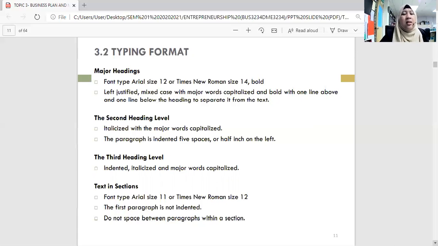Dan text in section, font type Arial, ada 2 sahaja font yang boleh digunakan. It will be font types Arial size 11 and Times New Roman size 12. Okay, selain daripada font size ataupun font type ini tidak dibenarkan. Okay, that is the format.